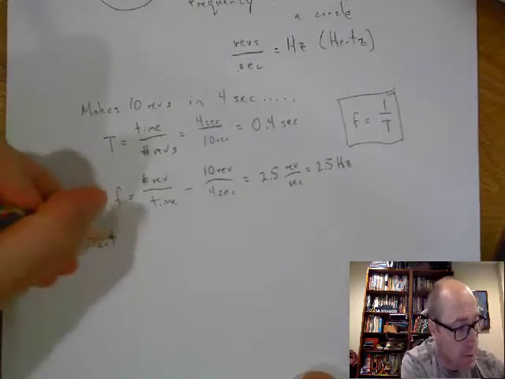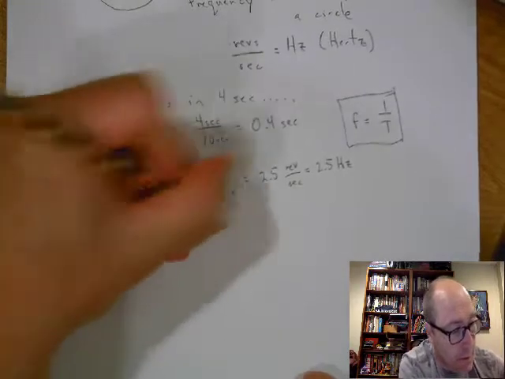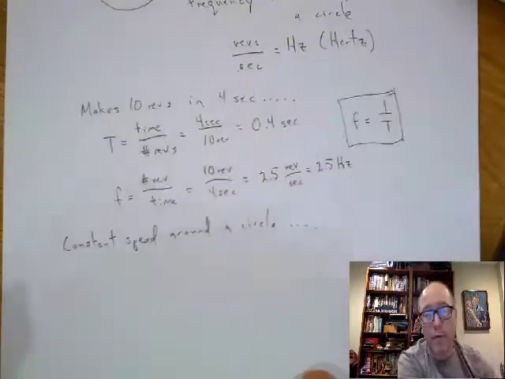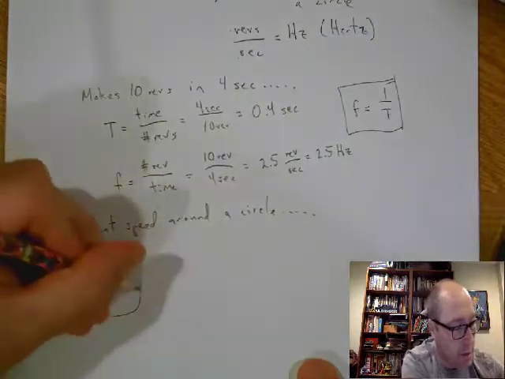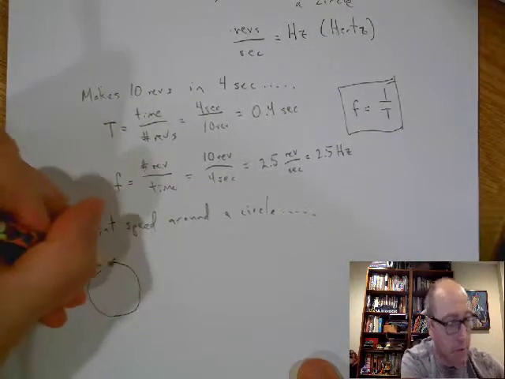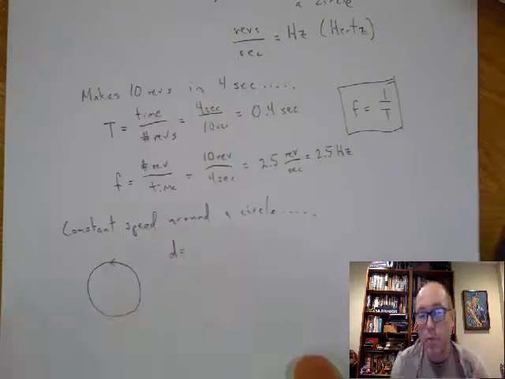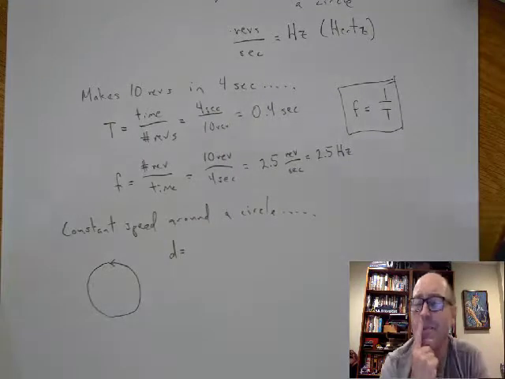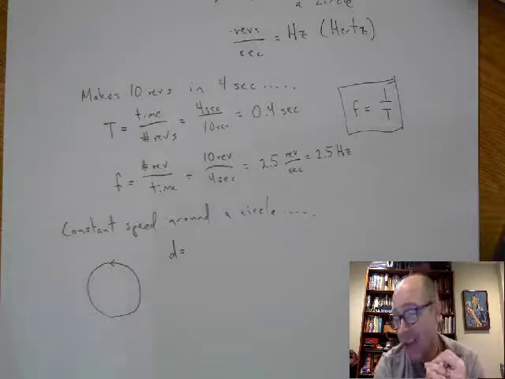Last thing to note: if you're moving at a constant speed around a circle. So, all right, hey, I'm going at a constant speed around the circle. Well, what is the distance that you would travel if you went one time around a circle? What is that called? Oh, yeah, that's called the circumference.